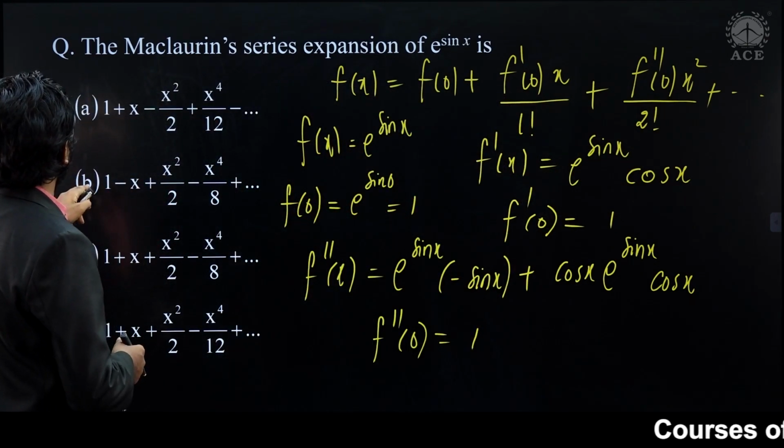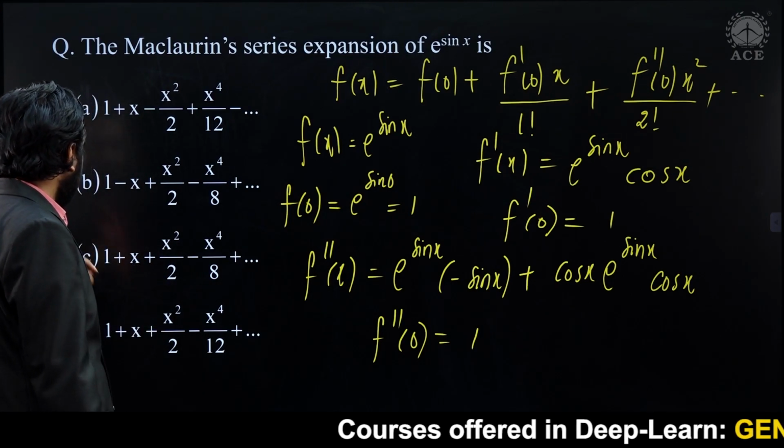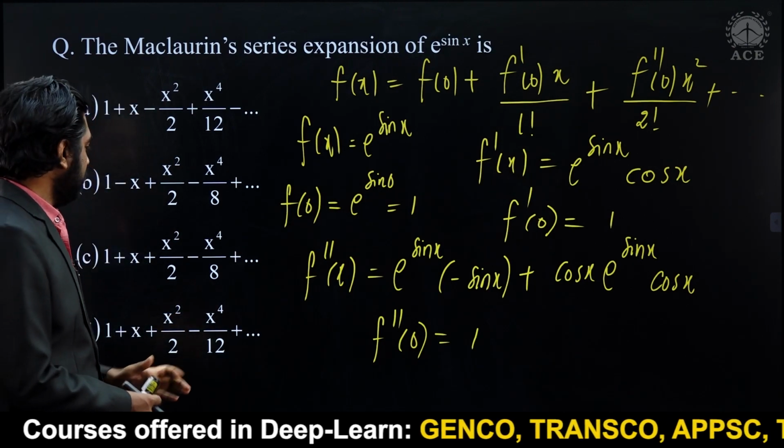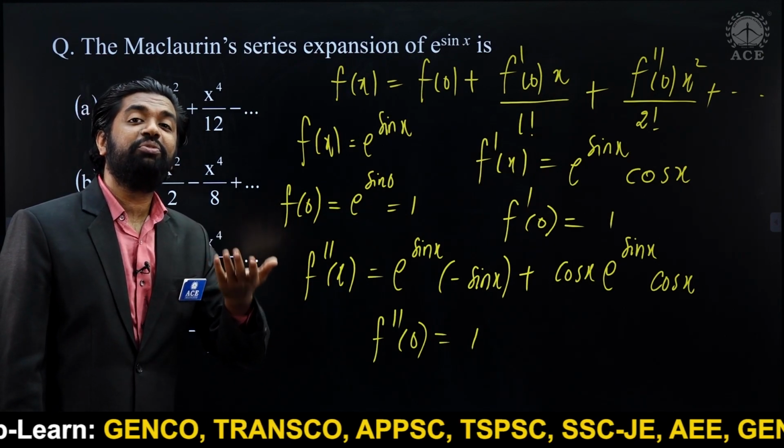So you have eliminated b earlier. Now you can eliminate a. You are left with c and d. Now you need not go for the third derivative because there is no x cube term here. So what you are supposed to do is find the fourth derivative.